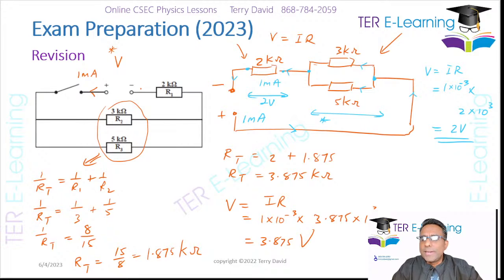When you're doing circuit diagram questions, you always use conventional current, positive to negative, only if CSEC asks us to show the direction of the flow of electrons.